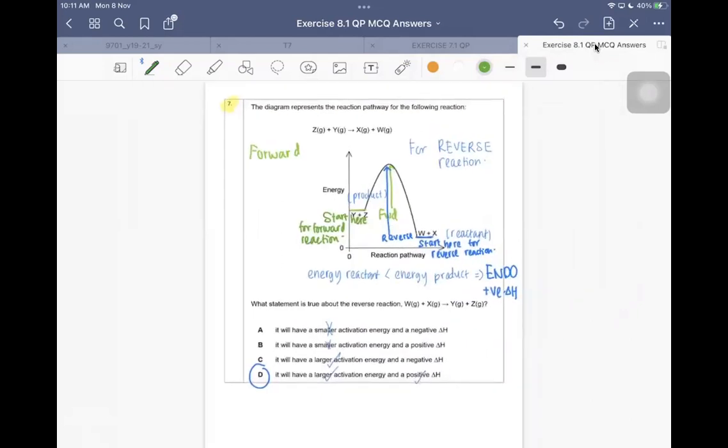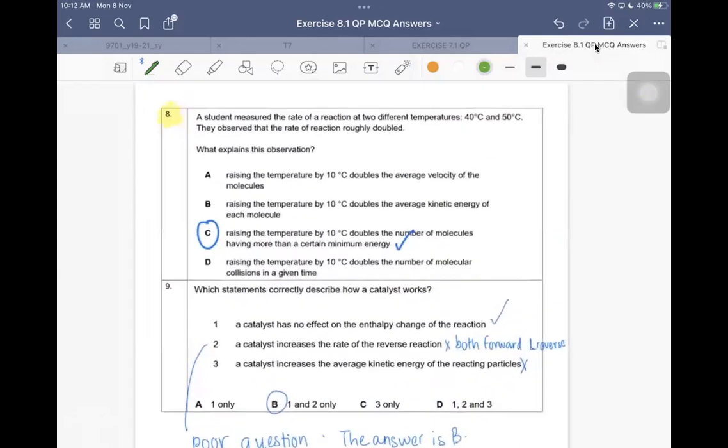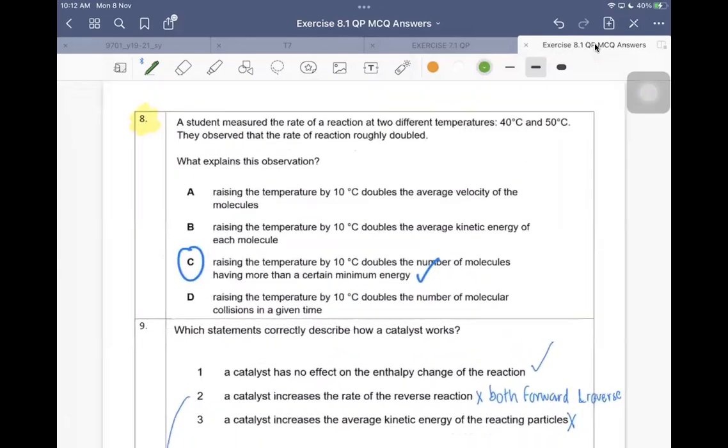Next question is question 8. A student measured the rate of reaction at 2 different temperatures. They observed that the rate of reaction roughly doubled. Okay, so this one is more to remember that I emphasize when increasing temperature there are 2 points. The first and most important point is that the proportion of molecules having energy equal to or bigger than activation energy increases. And then the second point, which is the less important point, is that the kinetic energy increases.